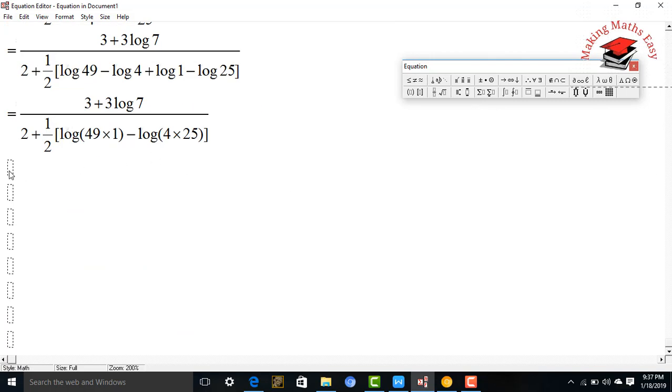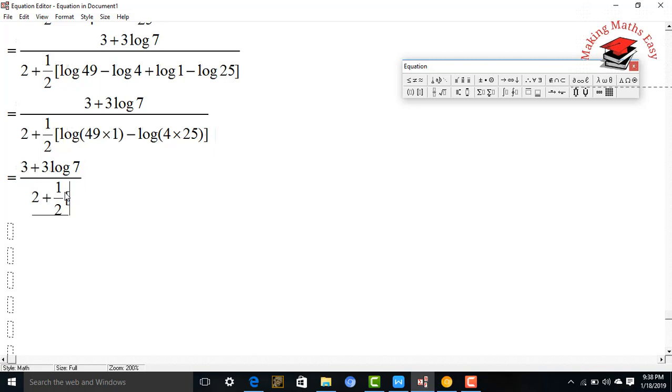So another step is 3 plus 3 plus 3 log 7 divided by 2 plus 1 by 2. Put a bracket over here. We will directly write the answer.